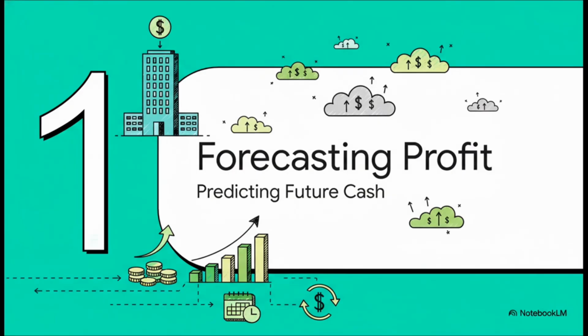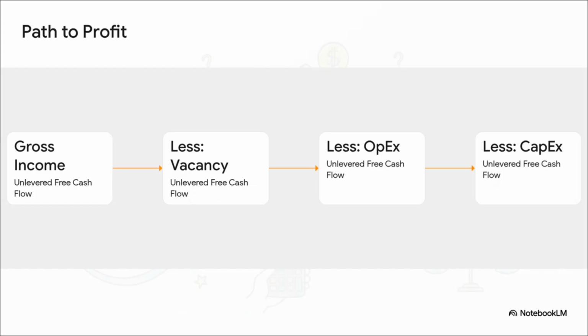All right, so let's start with chapter 1 of our story. And it's all about profit. See, before we can even think about what a building is worth, we've got to get a realistic forecast of how much cash it's actually going to generate year in and year out. Okay, so it's kind of like a 4-step journey to get from the pie-in-the-sky income to the actual cash in hand. We start with gross income.